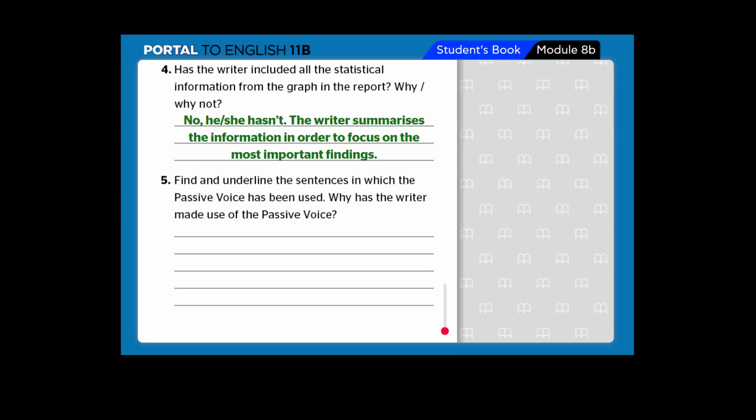5. Find and underline the sentences in which the passive voice has been used. Why has the writer made use of the passive voice? This is a very important question.